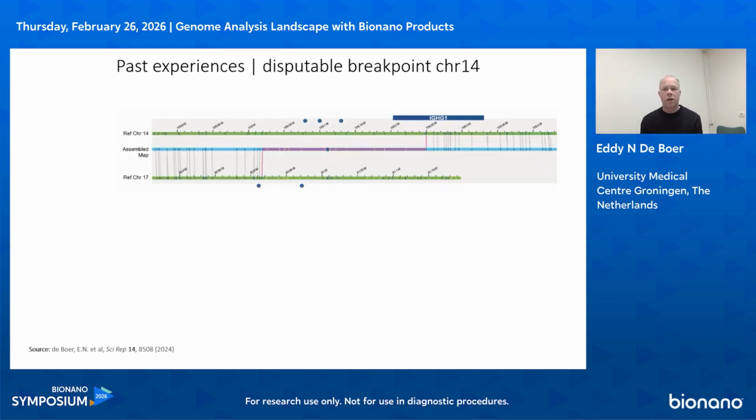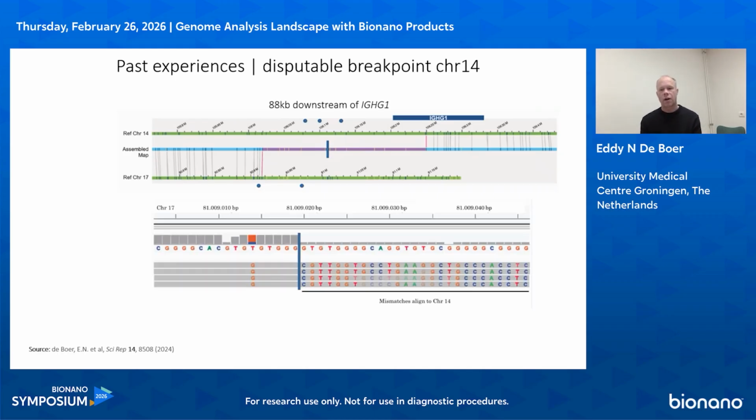Another situation was a translocation between chromosome 14 and 17 with an uncertain breakpoint. And with long-read sequencing, we saw that there was indeed a breakpoint in this purple location, in this uncertain location of optical genome mapping. And we could also exactly localize this breakpoint. And the breakpoint is before the gene instead of in the gene.